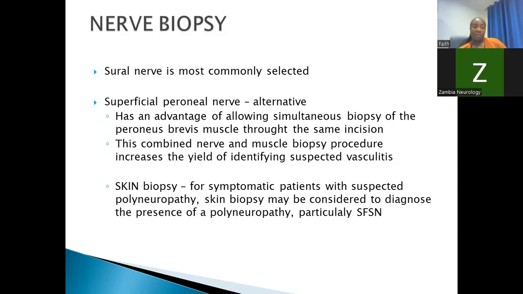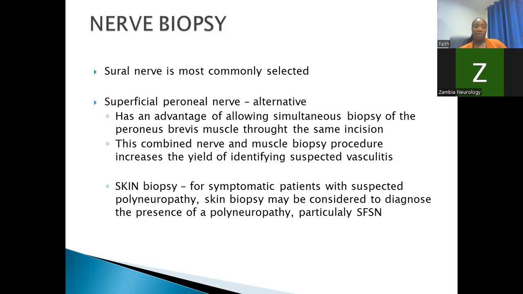And the beauty of using the superficial peroneal nerve is that it has this added advantage of allowing simultaneous biopsy of the muscles around it through the same incision that is used to do the nerve biopsy. And so you have this combined nerve and muscle biopsy procedure, and it increases the yield of identifying a suspected vasculitis. In certain cases, you can also do a skin biopsy. So for patients who are symptomatic with suspected polyneuropathy, you might consider doing a skin biopsy to help diagnose the presence of a polyneuropathy.